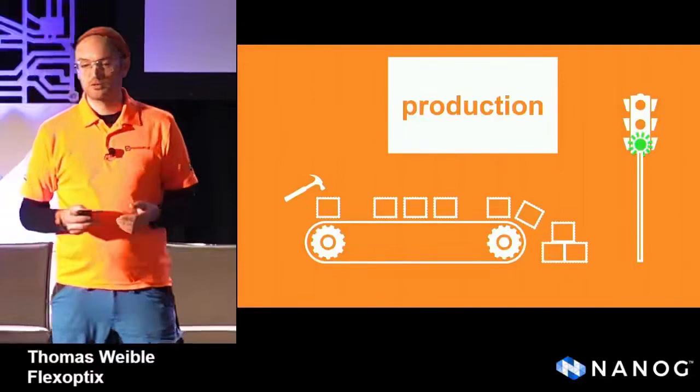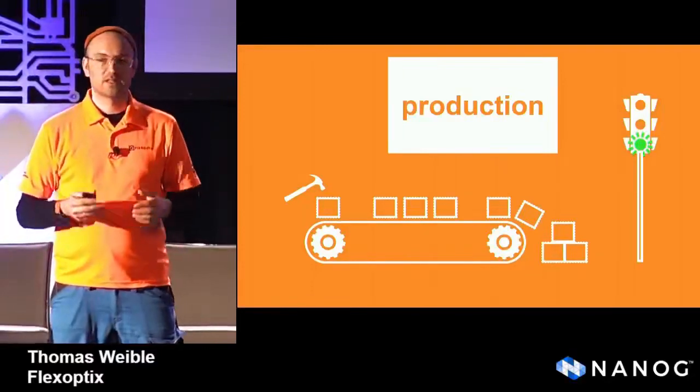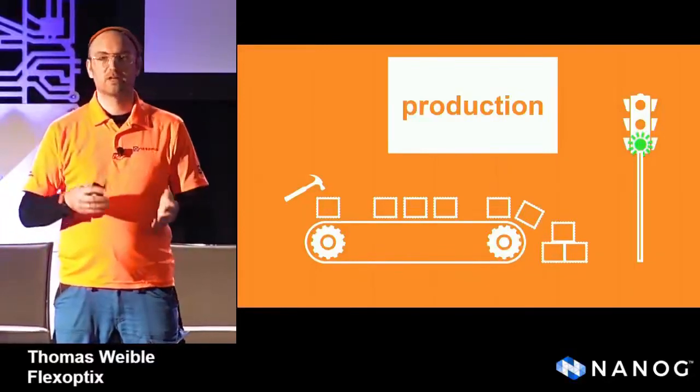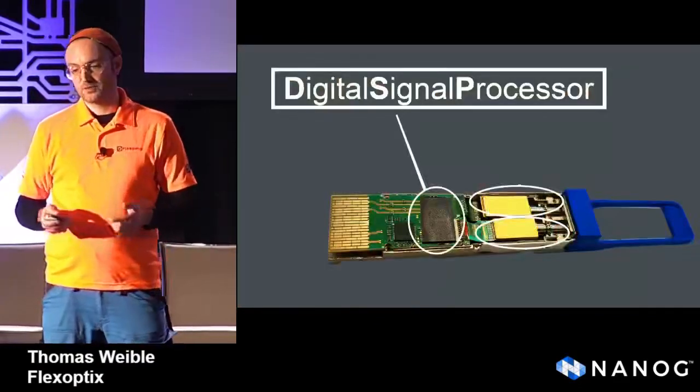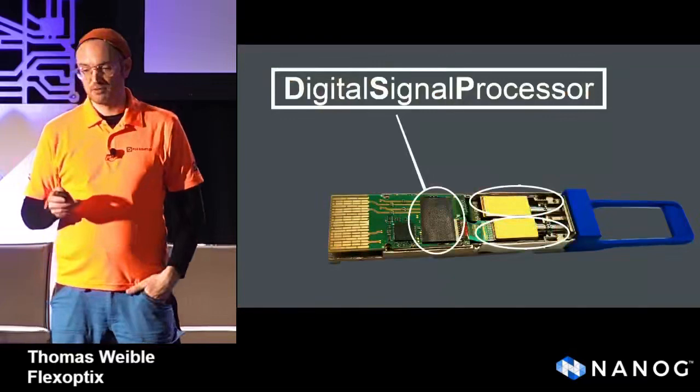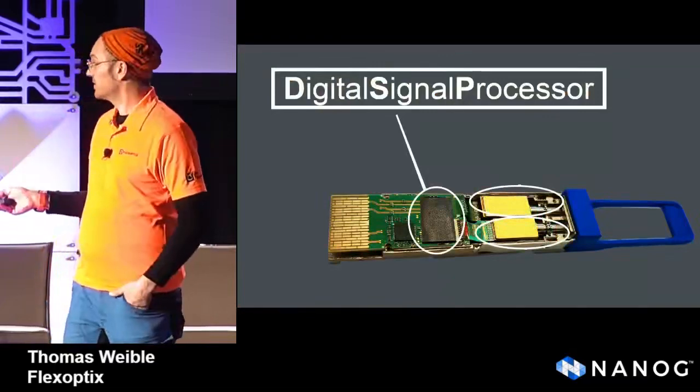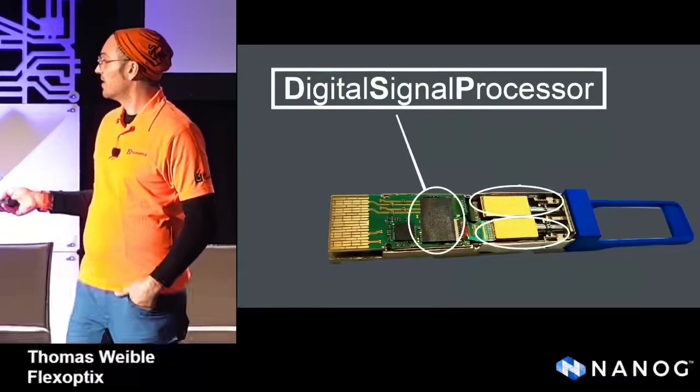So the overall goal for sure coming out of production is getting the green traffic light saying, well, okay, we got a properly tested part. So far, we covered the overall transceiver, the transmitter section and receiver section.